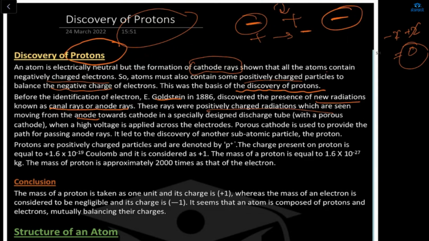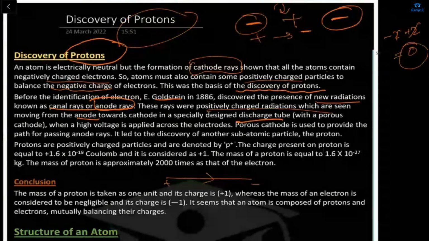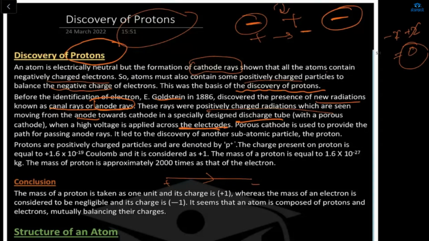So these rays were positively charged radiation, which are seen moving from the anode side. Now, your negatively charged electrons were moving from which side? Cathode. Yes, the cathode side, that's why another name of that is cathode ray. And in this one, it is moving from the anode side, that's why the name of this is anode ray, a positively charged particle. The radiation is seen moving from the anode towards the cathode, means from positive to negative. In the discharge tube, when a high voltage is supplied through the electrodes, it is the same. Here also the protons move from here to there.